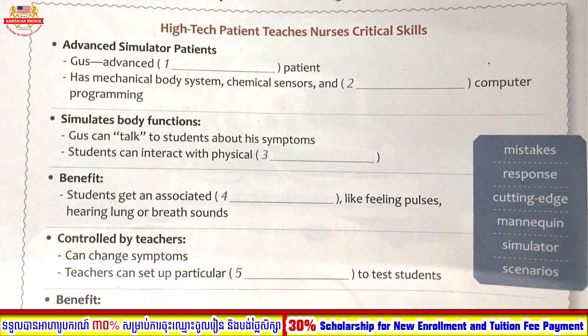Unit 8, High-Tech Patient. High-Tech Patient teaches nurses critical skills. Students from a medical school in the United States are learning emergency medical techniques from advanced simulator patients. Georgetown University has spent hundreds of thousands of dollars buying the latest simulators, which combine mechanical body system, chemical sensors, and cutting-edge computer programming to simulate major body functions. There are about 1,000 such simulators around the world. The use and popularity of these systems has recently increased among nursing students in the United States.